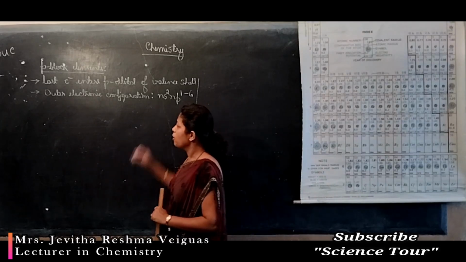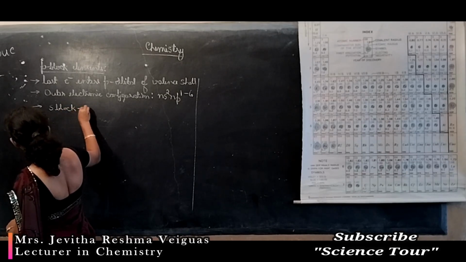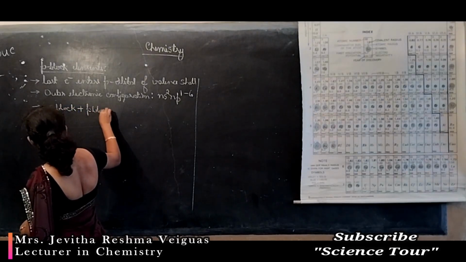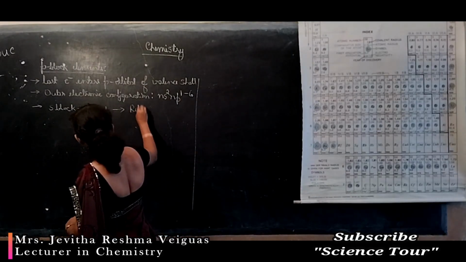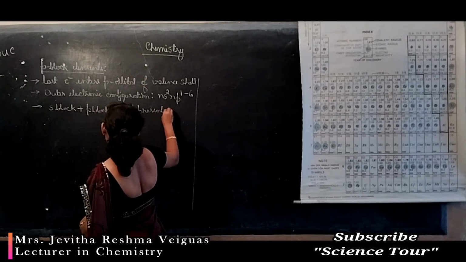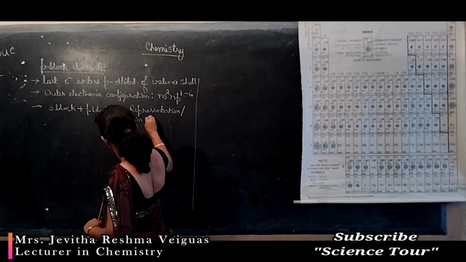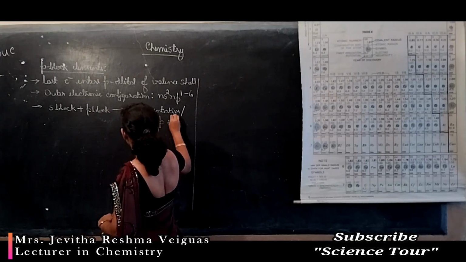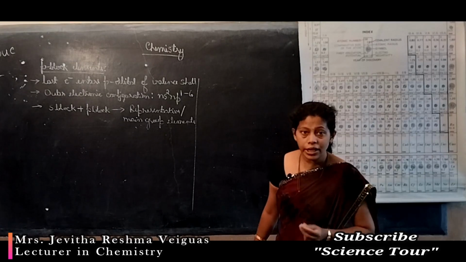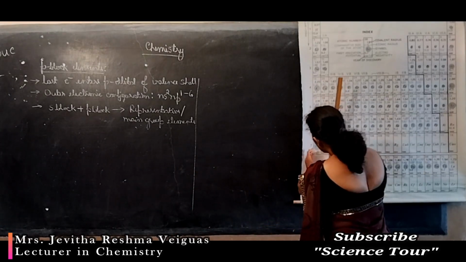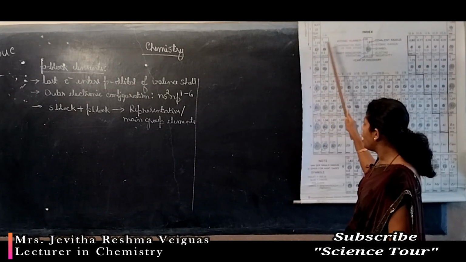These P block elements together with S block elements, S block plus P block elements, are together called representative elements or main group elements. So main group elements are S block and P block. Students, we have just studied S block elements. They are present on the left side of the periodic table. There are only two groups under S block, group 1 and group 2.